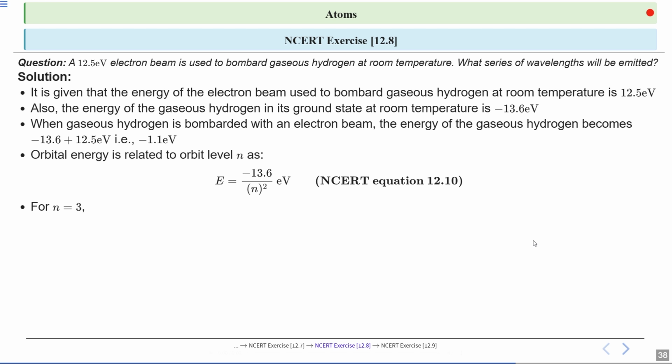Now let's try n equal to 3. We will substitute n equal to 3 into our formula to see what energy level that corresponds to. So plugging in n equal to 3, we get E equal to minus 13.6 divided by 3 square, that is 9, which equals minus 1.5 electron volt. This is close to minus 1.1 electron volt we found earlier, but not exactly the same. This suggests that the electron is excited to just above the n equal to 3 level, but not quite to n equal to 4.